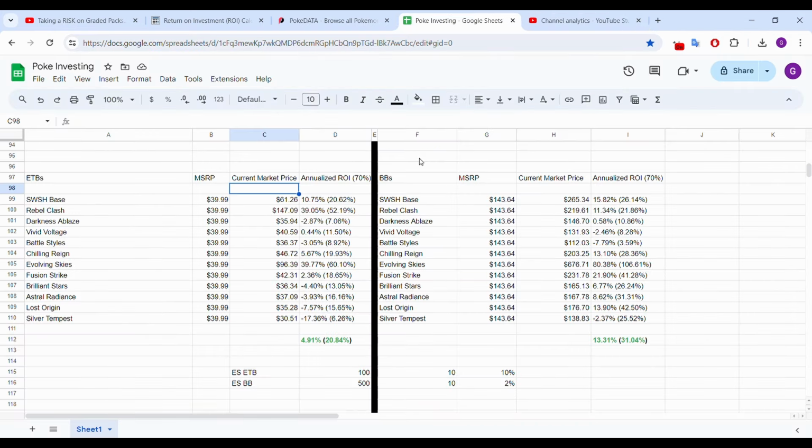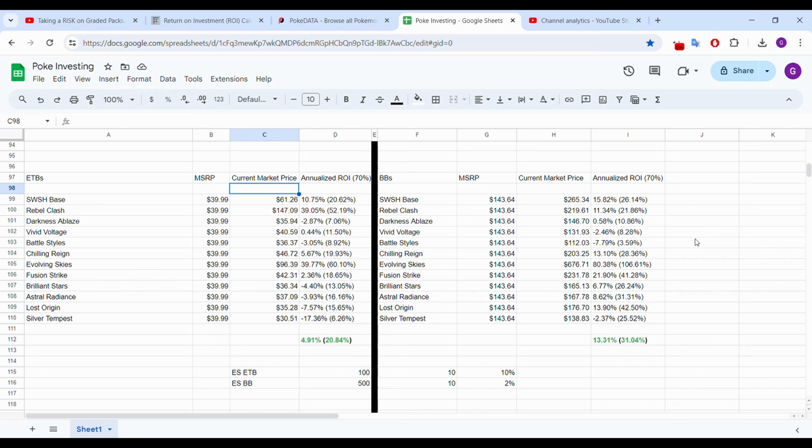Moving on over to the booster boxes, we have Sword and Shield base, MSRP $143.64. I'm not going to continue saying the MSRP, it's the same. You guys can see it on the screen. Current market price $265.34 gives us an annualized return of 15.82%. Rebel Clash, current market $219.61, 11.34% annualized ROI. Darkness Ablaze, $146.70 current market price, 0.58% annualized return. Vivid Voltage $131.93, negative 2.46%, Vivid Voltage not doing well. Battle Styles $112.03 currently, negative 7.79% annualized ROI.